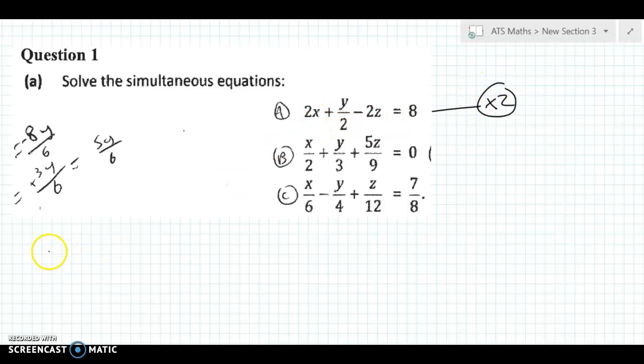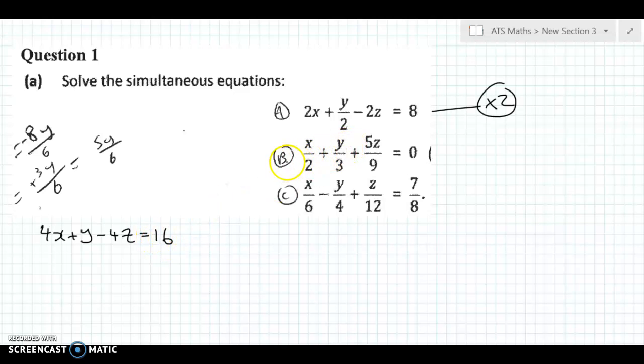So 2 times 2x will give us 4x. And 2 times y over 2, well the 2's will cancel and we'll end up with plus y. And then the minus 2z multiplied by 2 gives us minus 4z equals 16.